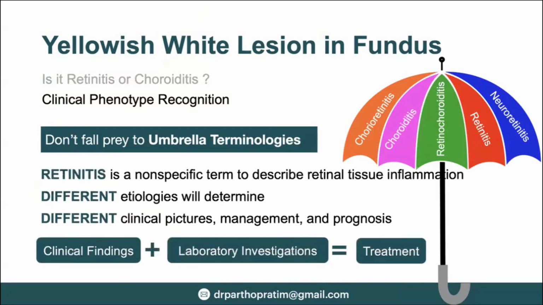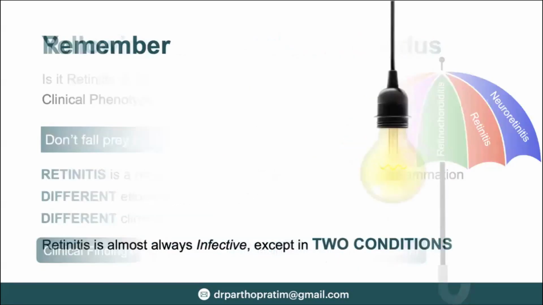Now, for example, if you ask me to define it, retinitis is a non-specific term to describe retinal tissue inflammation, which can have different etiologies, and the different etiologies will determine the different clinical picture, and the treatment of this condition will vary according to the etiology of the condition. So it is not that you can simply treat a case of retinitis; you have to understand that it's an umbrella terminology, and you have to decode the cause of retinitis and then only can you treat it.